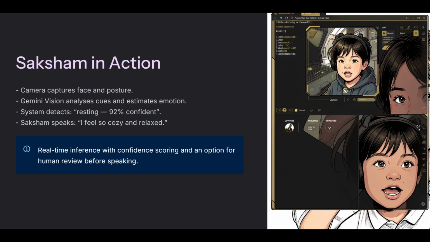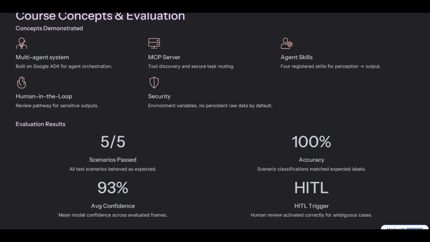Now, Saksham demonstrates multiple concepts that I learned in the AI Agents course by Google Kaggle. And these are some of the things that I could demonstrate in this capstone project. Multi-agent system, MCP server, agent skill, human in the loop, security, and of course, evaluation based on 5 emotional scenarios. And I got an average confidence of 93%. I also inculcated a human in the loop system.